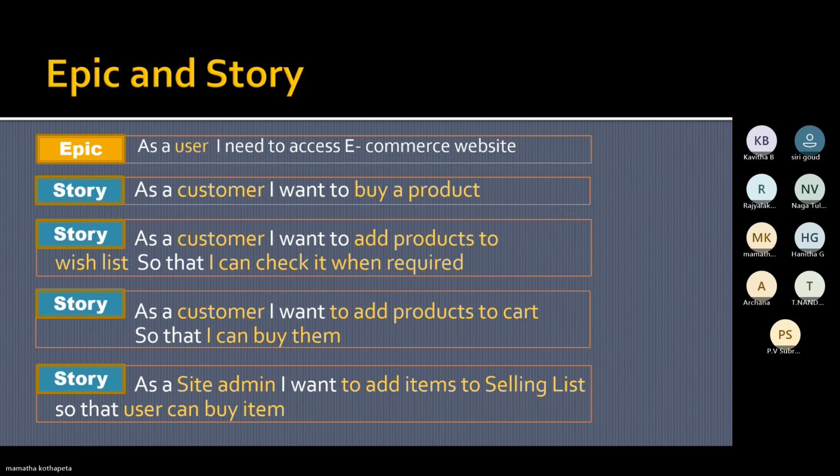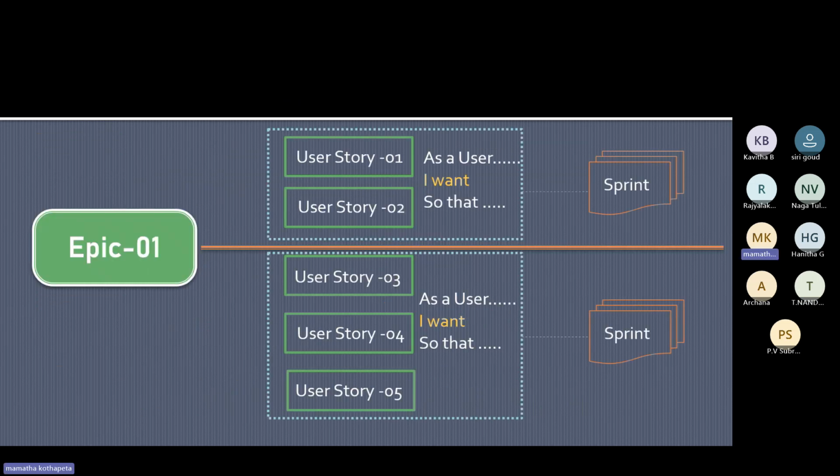What is a user story? Okay, epic is a big piece of work. Now, as a user, I need to access an e-commerce website. So access means it has a lot of scenarios. One, he wants to buy a product. That is one scenario. He wants to add products to the wish list. That is another one. Another one is, I want to add products to the cart. That is another one. I want to add items to a selling list. That is another one. So one epic will have multiple user stories. Okay. This is how it is. Epic 1: there is user story 1, user story 2, 3, 4, 5.